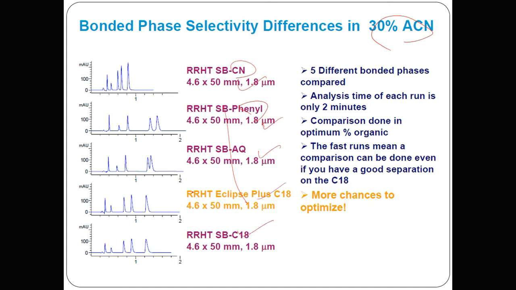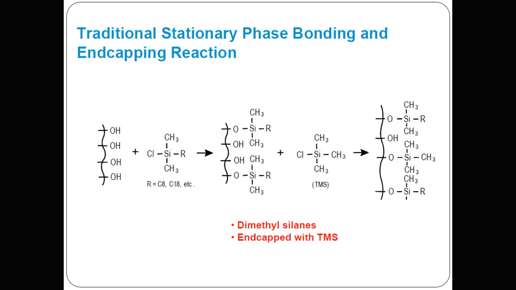Here we can see that the Eclipse Plus C18 has a better resolution. We can optimize our impurities in a better way. So 5 different bonded phases are compared here, and the analysis time of each run is only 2 minutes. The comparison is done at optimum percentage organic. With fast runs, comparison can be done even if you have a good separation on C18, giving more chances to optimize. Okay.